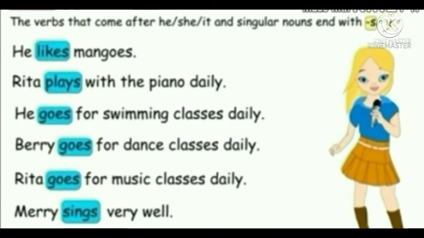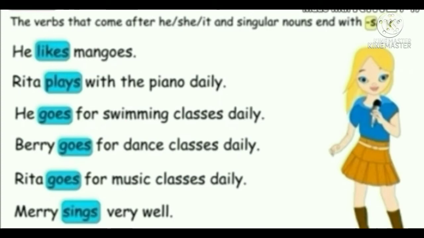So, dear children, the verbs that come after he, she, it and any singular noun end with S or ES. For example, he likes mangoes. Here, he is the singular subject or singular noun. So, we add S to the verb like. So, the sentence becomes, he likes mangoes. Second one, Rita plays with the piano daily. Rita is the singular noun. So, we add S to the verb. So, Rita plays with the piano daily.